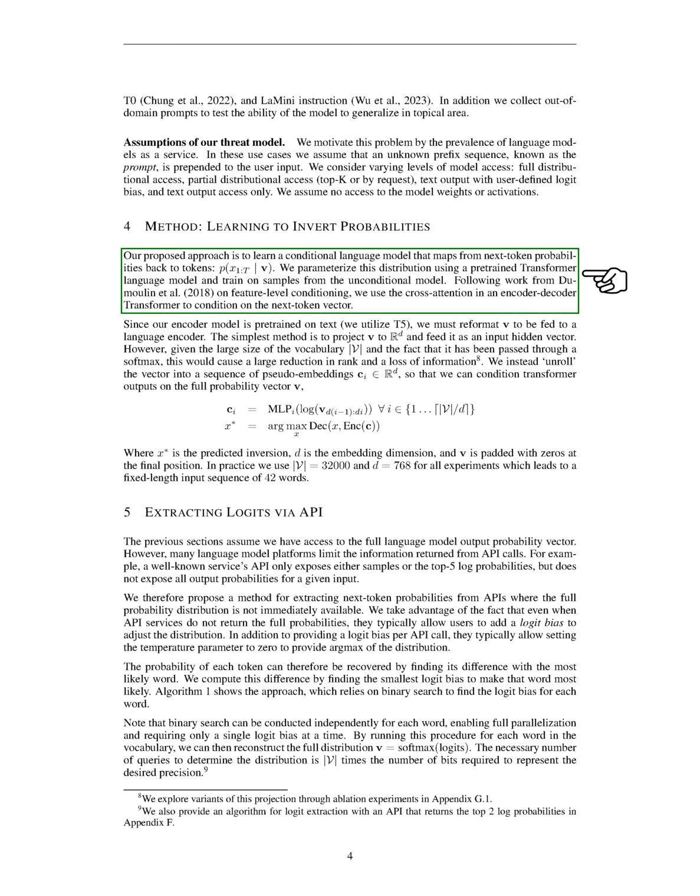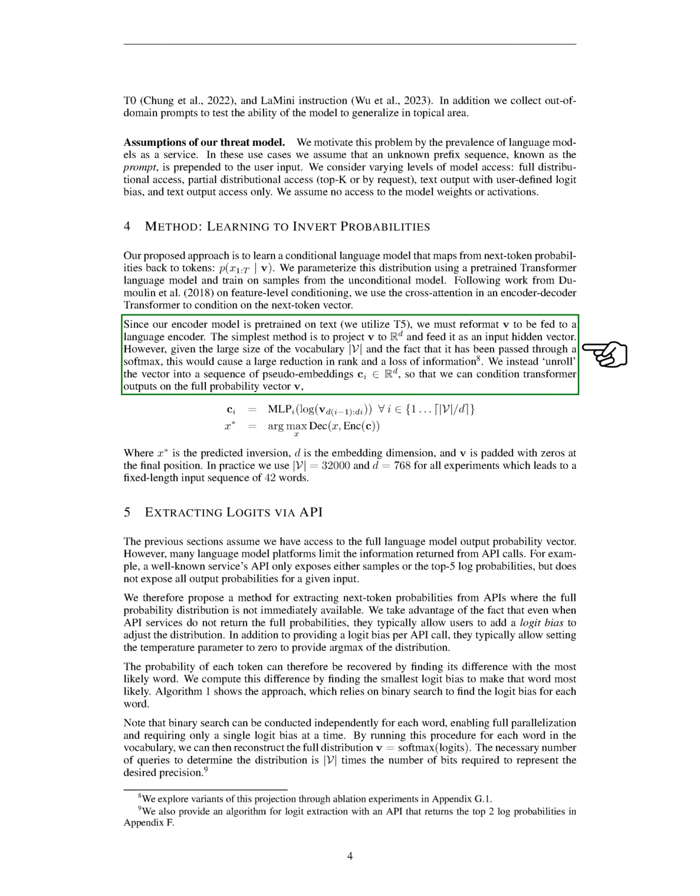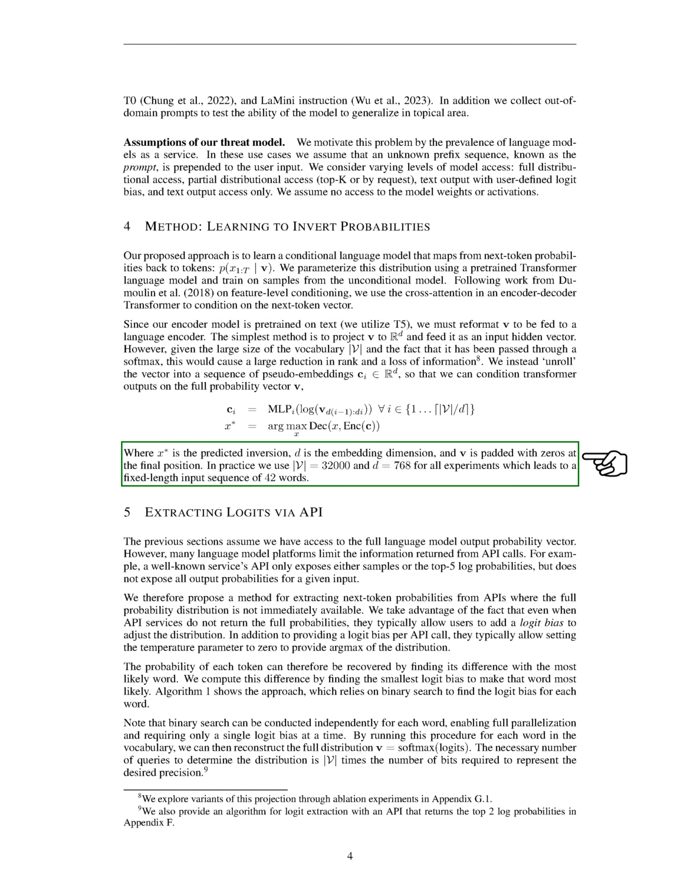Our proposed method involved training a conditional language model to map next token probabilities back to tokens, P(x_1, ..., x_t | v). We used a pre-trained transformer language model and trained it on samples from the unconditional model. By leveraging cross-attention in an encoder-decoder transformer, we conditioned the model on the next token vector. To adapt the probability vector, v, for input to the language encoder, we transformed it into a sequence of pseudo-embeddings, c_i in R^D. This allowed us to condition the transformer outputs on the complete probability vector, v, where x* represented the predicted inversion, D denoted the embedding dimension, and v was padded with zeros at the final position. In our experiments, we used |V| equals 32,000 and D equals 768, resulting in a fixed-length input sequence of 42 words.